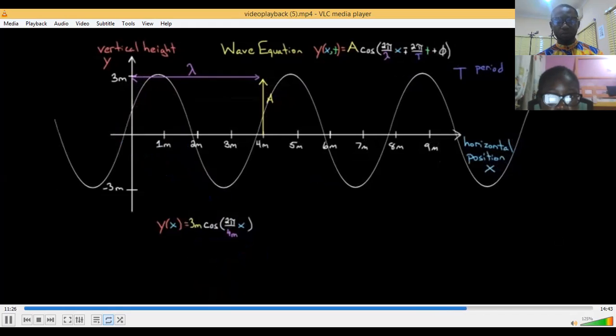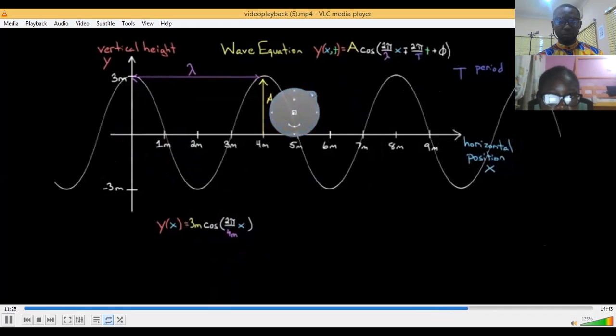You'd have to draw it shifted by just a little bit. But in our case right here, you don't have to worry about it because it started at a maximum, so you wouldn't have to have that phase shift. And this is it. This is the wave equation. This is what we wanted.